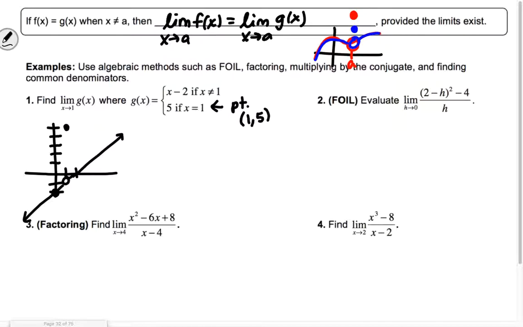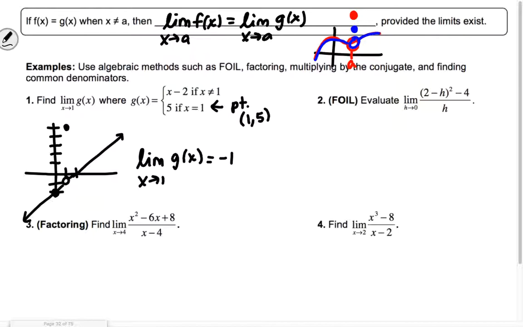Okay, so it's the line, except there's a hole right here, and that hole has a filled-in point above it somewhere at 1, 5. What would the limit then as x goes to 1 be? Negative 1, yeah, because we just used the line. We don't worry about that single point that was elsewhere.